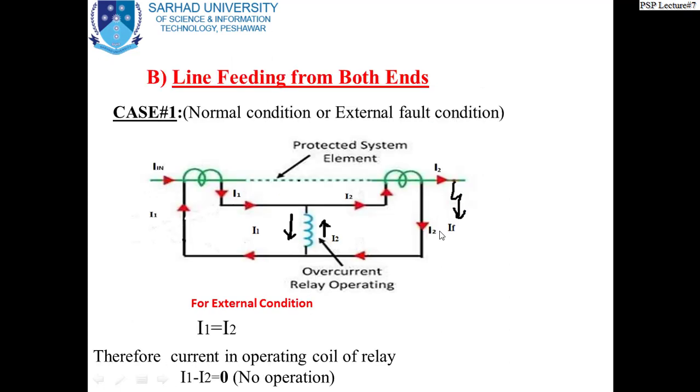Now we take a second scenario, that is a line feeding from both ends. If we have such a line which is feeding from both ends, again we are considering two cases. One is the normal condition or external fault condition, and the second case would be, of course, the internal fault condition. So now coming to case number one, normal condition or external fault condition.